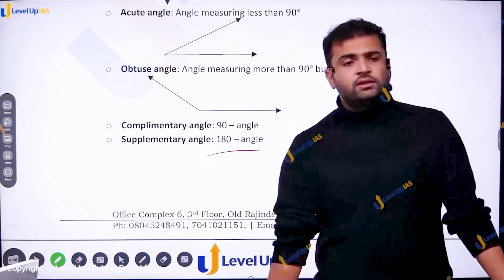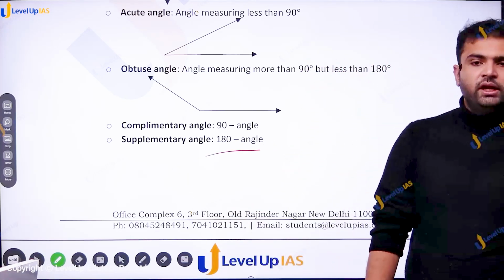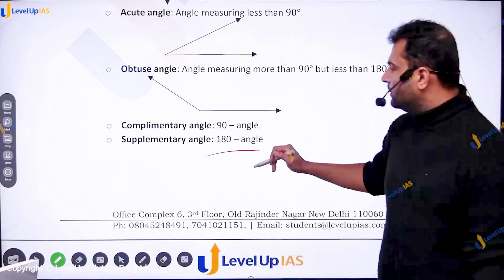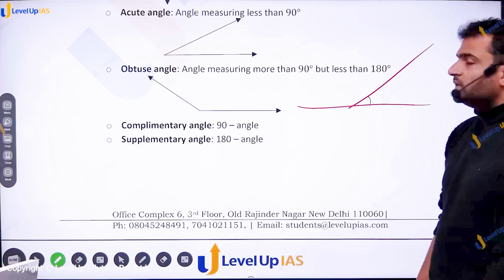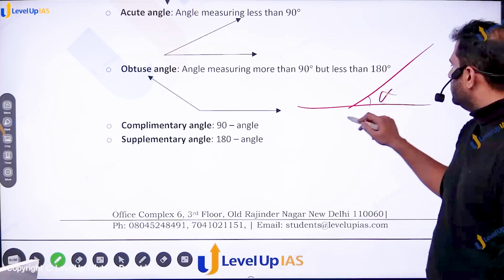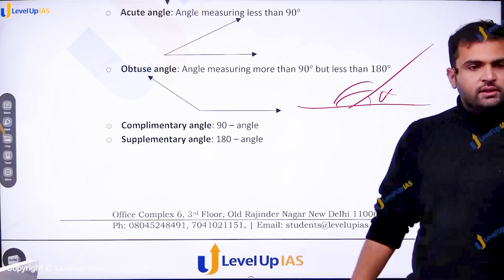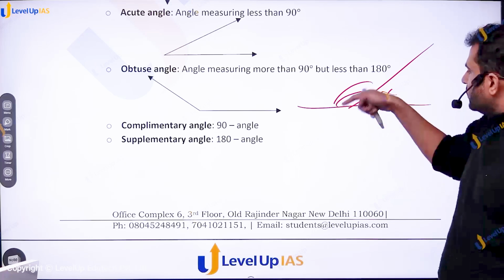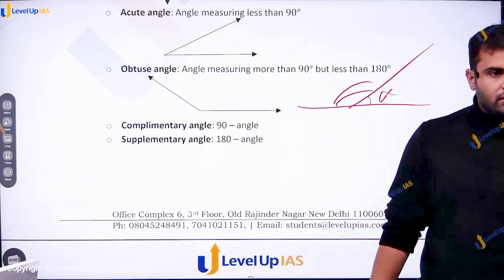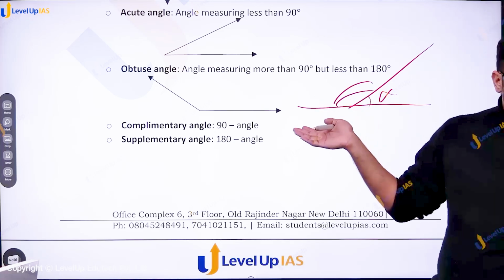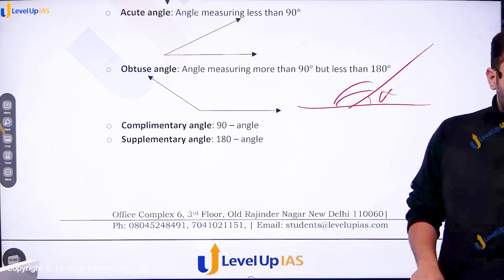Another terminology is supplementary angle. Supplementary angle is 180 minus given angle. So if I have a straight line and if this is an angle, let us say alpha, then this angle would be its supplementary angle, because total is 180. So 180 minus alpha will be this angle. Total of half the angle is 180, straight angle, right?